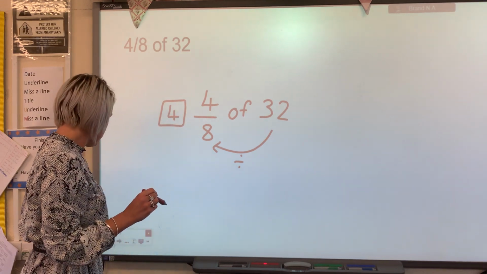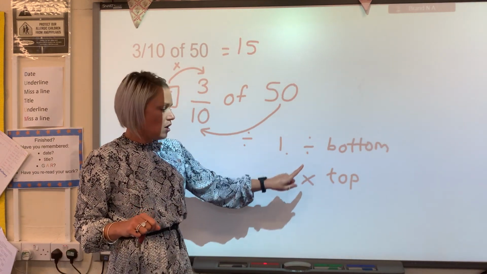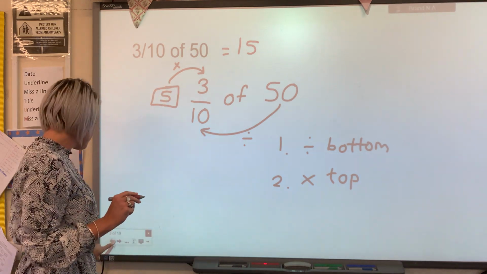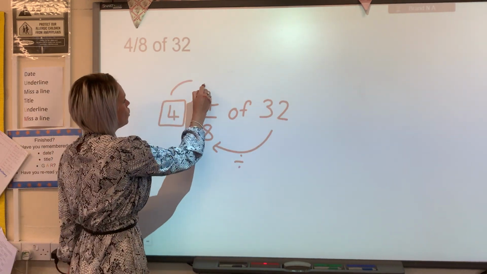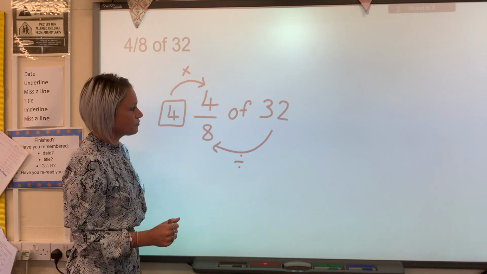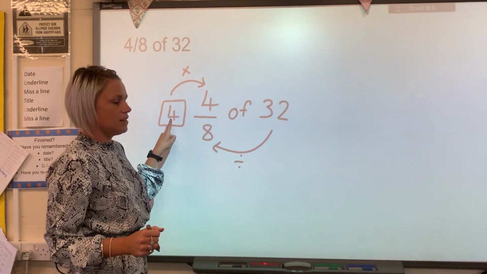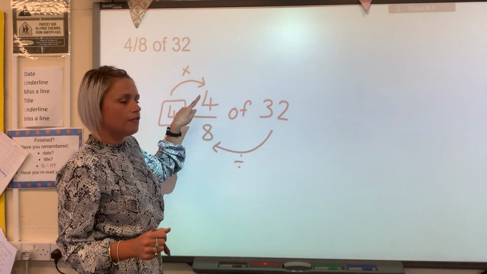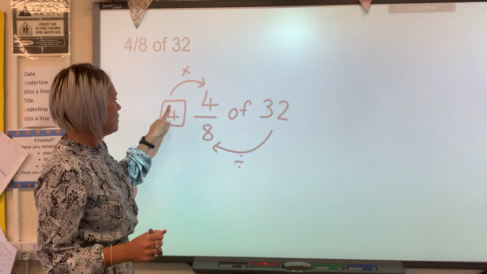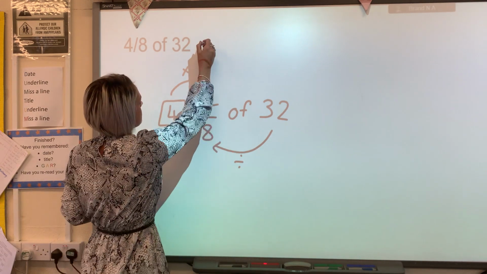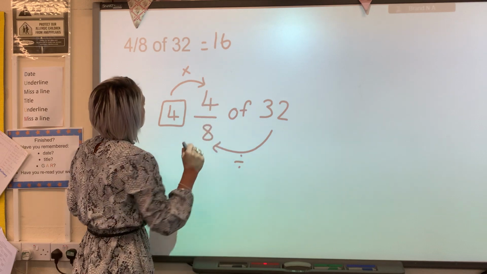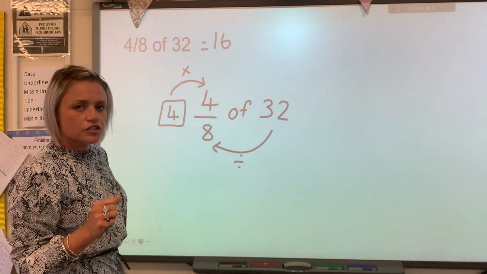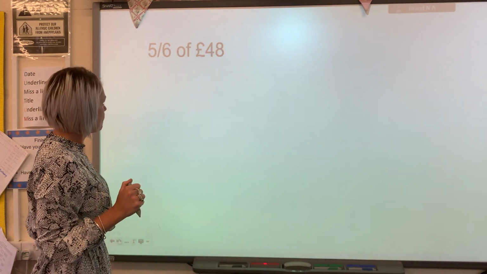And then if you look back, so we've divided by the bottom, we've now got to multiply by the top number. So 4 times 4. So we found 1/8 is 4, but to find 4/8, we've got to times 4 by the 4, which is 16. So 4/8 of 32 is 16.